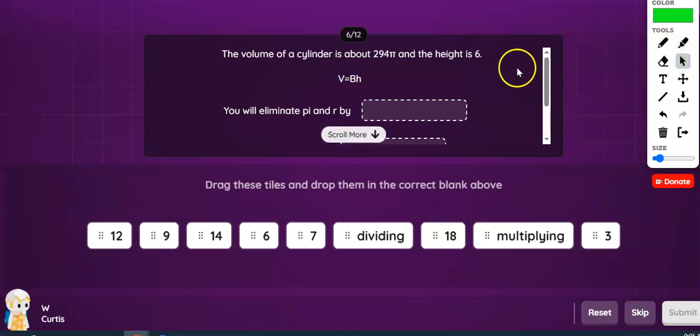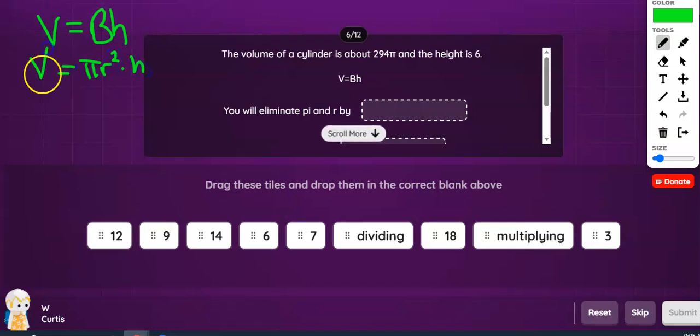So let's work backwards. It's been a couple days since we had a question like this. The volume of a cylinder. Cylinders have circular bases. I know the volume is 294 pi. I don't know the radius. I know the height is 6.